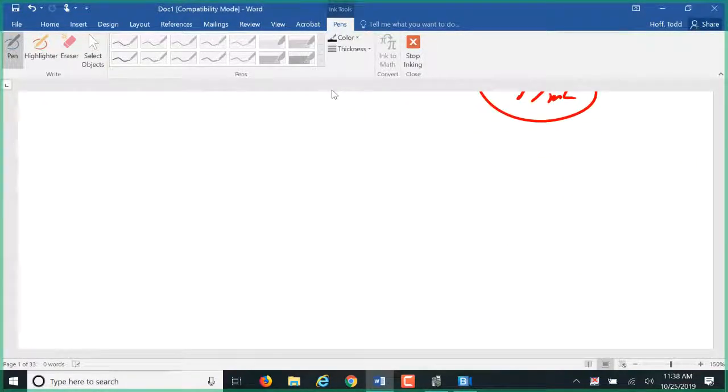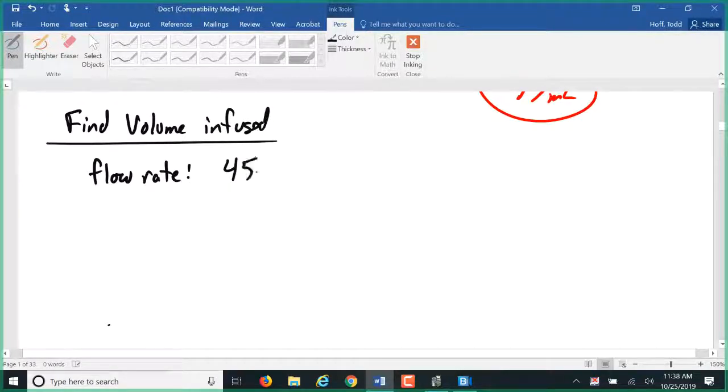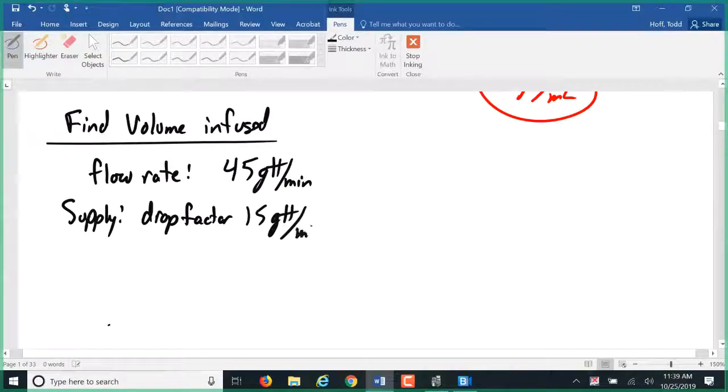So we might also be asked to find the total volume of fluid infused. So we have a setup that is currently running at a flow rate of 45 drops per minute, and our supply says that we have a drop factor of 15 drops per milliliter, and it is set for a runtime of 3 hours. Find the total volume that would be infused here.